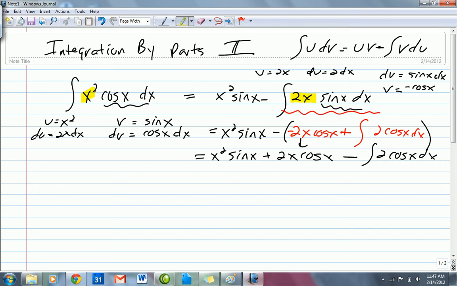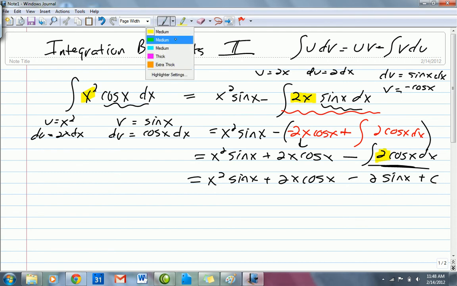Okay, so what happened was my original x squared right here bumped to a 2x, which then bumped to a 2. Okay, and that's what parts does for us. Integration by parts bumps the power down each time until eventually there's no x, or in this case polynomial term. Right, so now I can integrate 2 cosine x. The antiderivative of 2 cosine x is 2 sine x, plus my constant of integration.